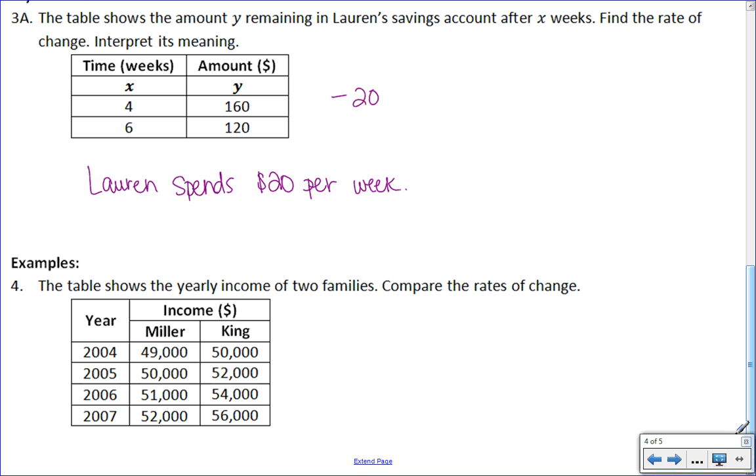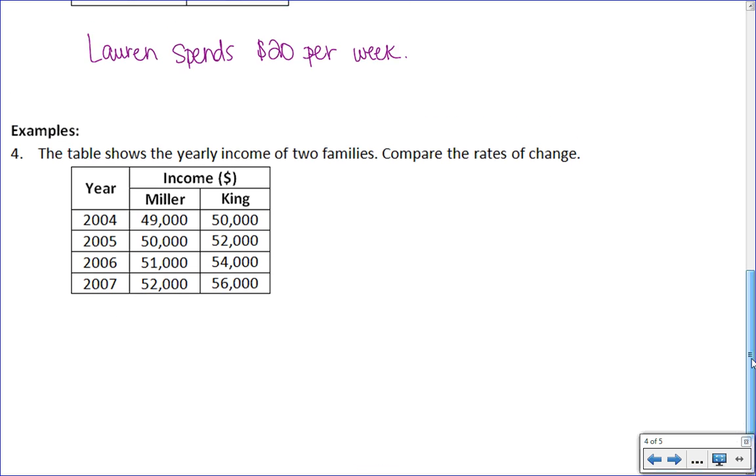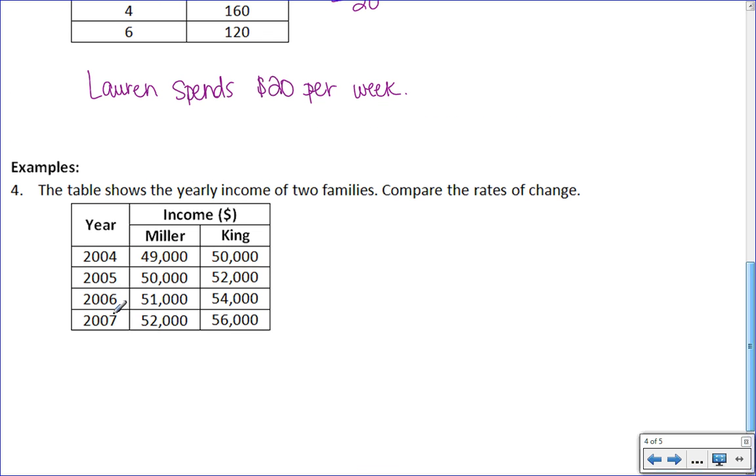Okay. And the last example, example 4, says the table shows the yearly income of two families. Compare the rates of change. Okay, so here we have the time in years, and we can see what's going on with the Miller family's income and with the King family's income. So we want to compare these two rates of change.